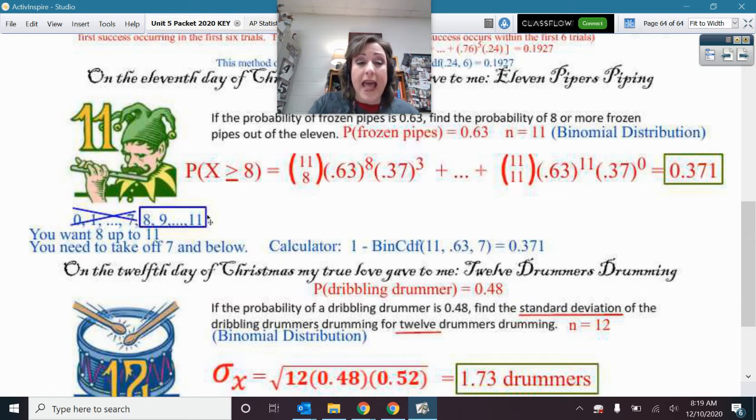I want 8 included. So I want 8 and above. So I circled or boxed in 8 and above. So then I'm going to take off 7 and down. So I'm going to take off the accumulation of the bottom up to and including 7. So that's 1 minus the binomial CDF of 11, 0.63, 7 and down, because I want 8.